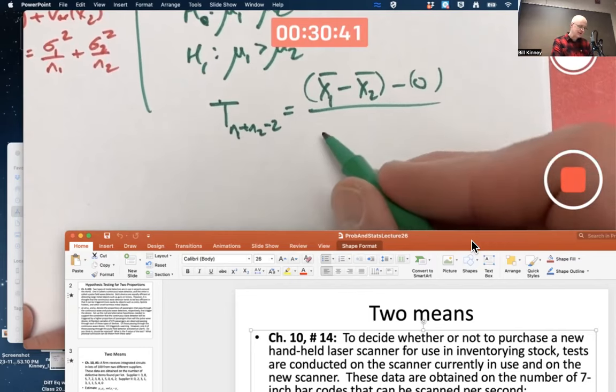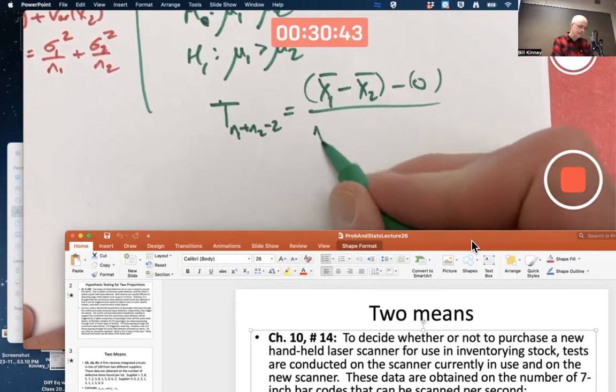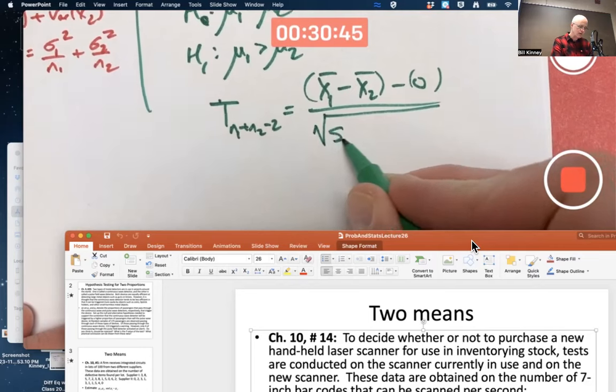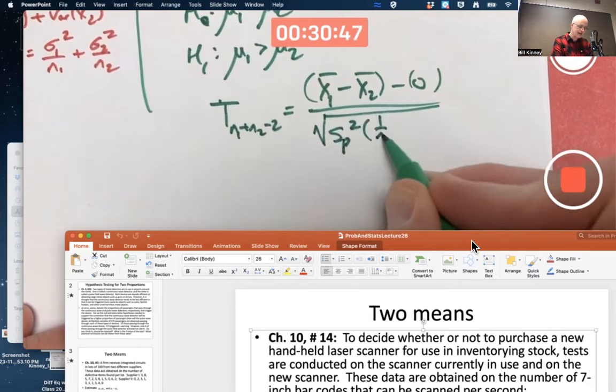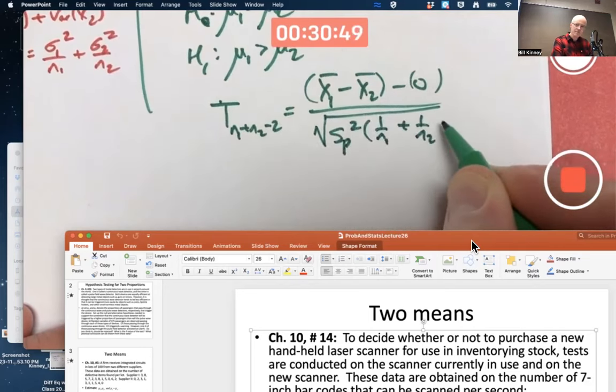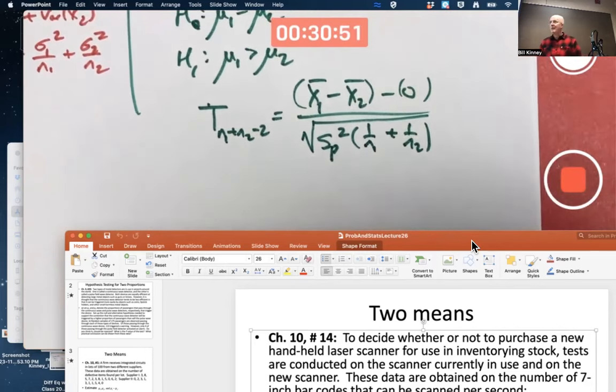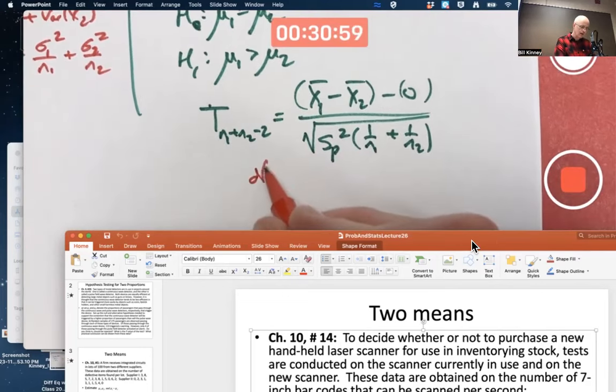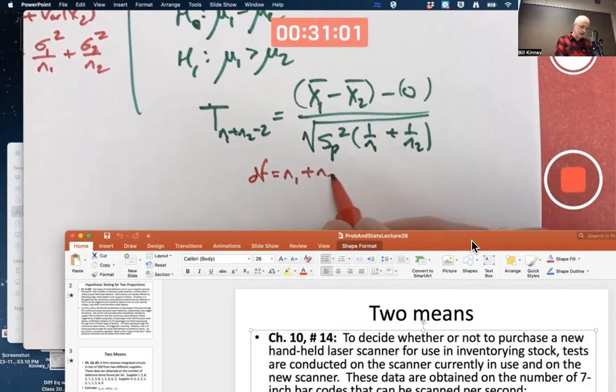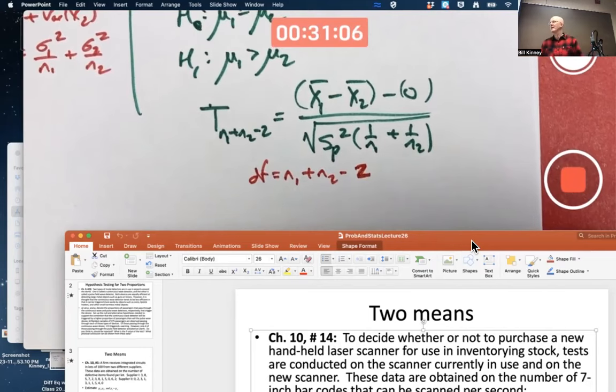Divided by a standard deviation approximation. Use the pooled variance again. Do this kind of thing again. If we did not pool, then the test statistics are a little different. Once again, the degrees of freedom to use here is n1 plus n2 minus 2 when we pool. If you don't pool, then you use Smith-Satterthwaite.